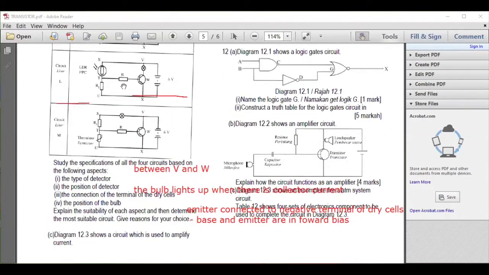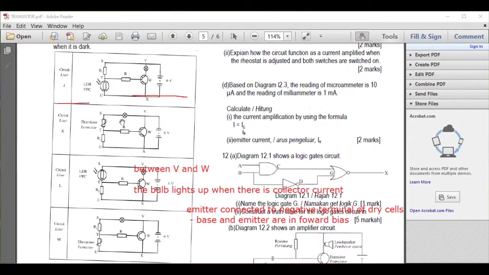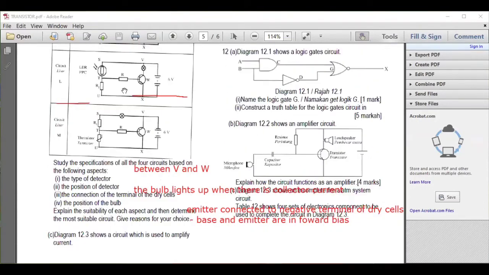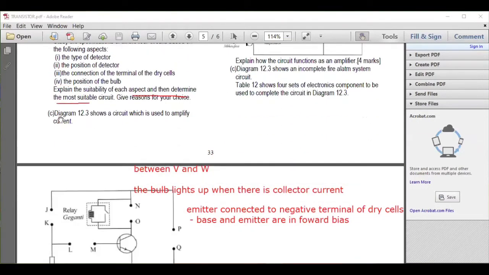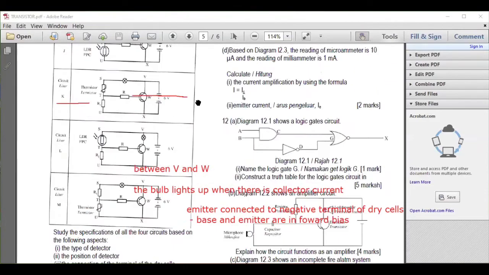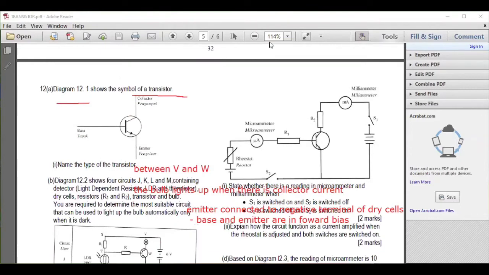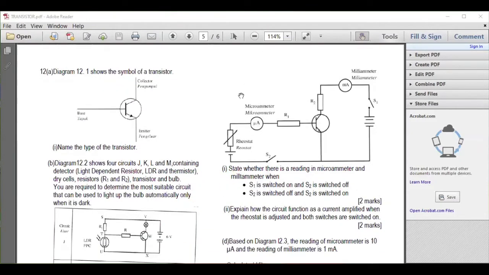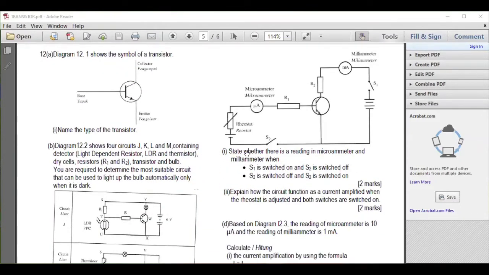So then you choose the best one. The best one will be this one. Diagram 12.3 shows a circuit which is used to amplify the current. State whether there is a reading in the microammeter and milliammeter when switch S1 is on and S2 is off.